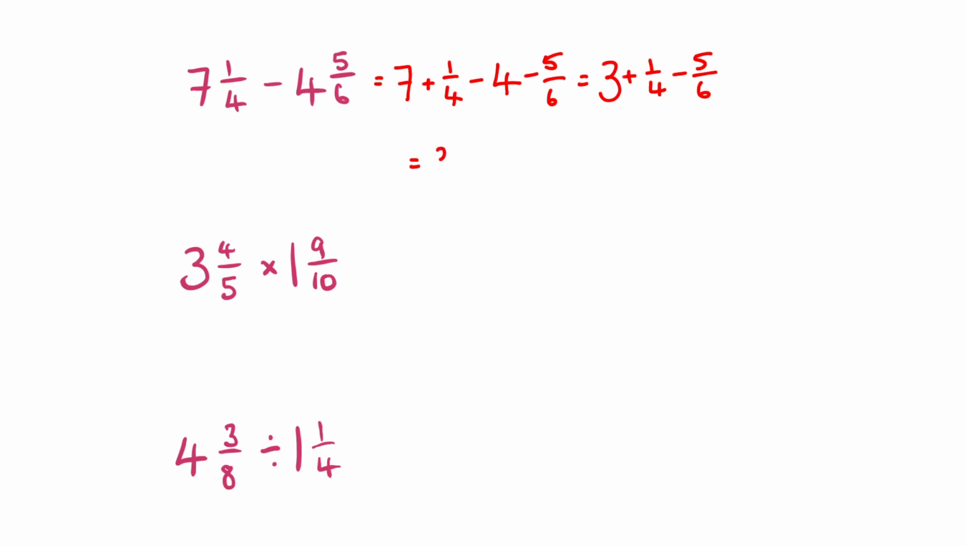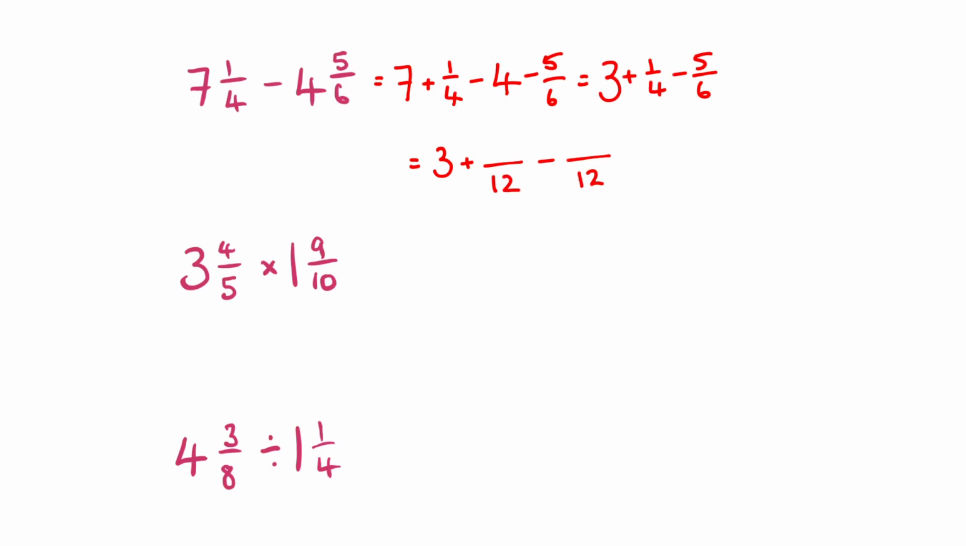So what we're looking at is 3, and we need a common denominator for the quarters and the 6. So the smallest number we need to find now is the smallest number that's in the 4 times table, and it's in the 6 times table as well. So the smallest number in the 4 and the 6 times tables is 12.